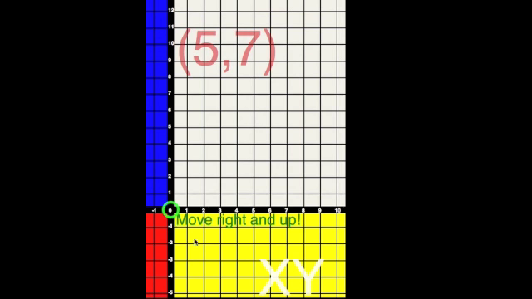Let's try another one. Okay. Let's move over to 5, up to 7. Press the space bar. There's our point. Over to 4, up to 8. Press the space bar. It says move down. There we go. Now over 2, up 8.